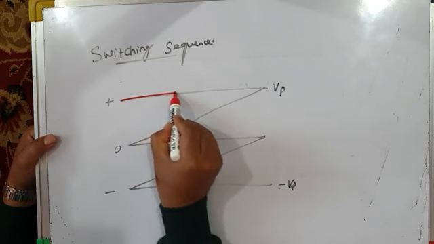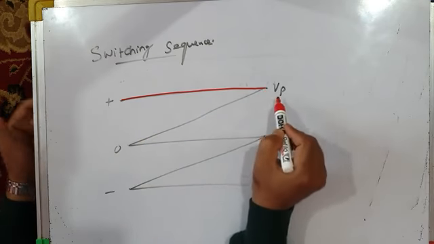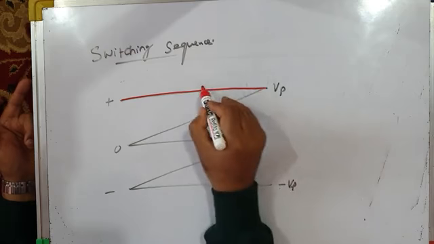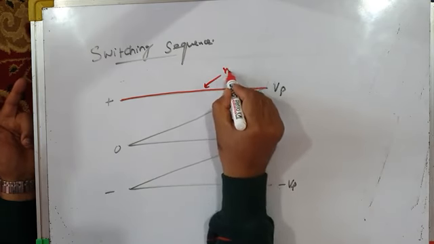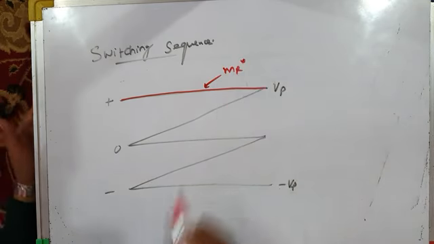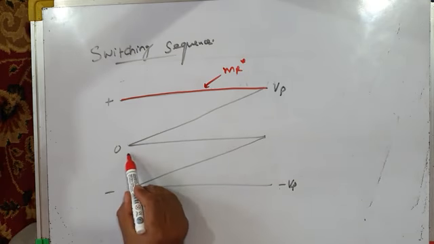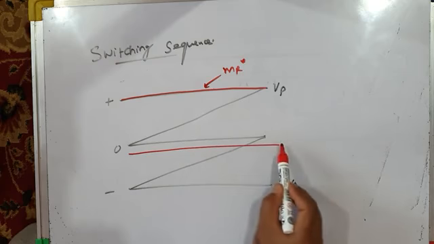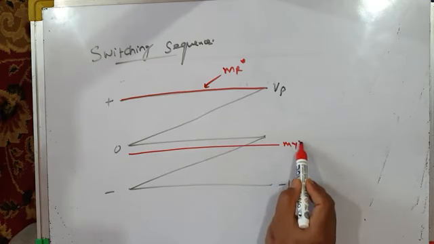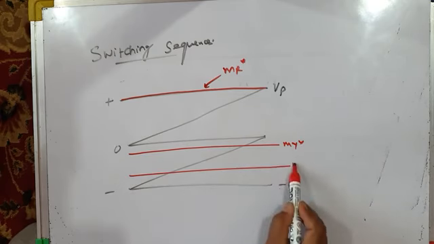MR amplitude is equal to the peak of the carrier wave, so it has the same peak as the carrier wave. So this is your MR star. What about MY star? MY star is maybe somewhere here. This is MY star, and this may be your MB star.